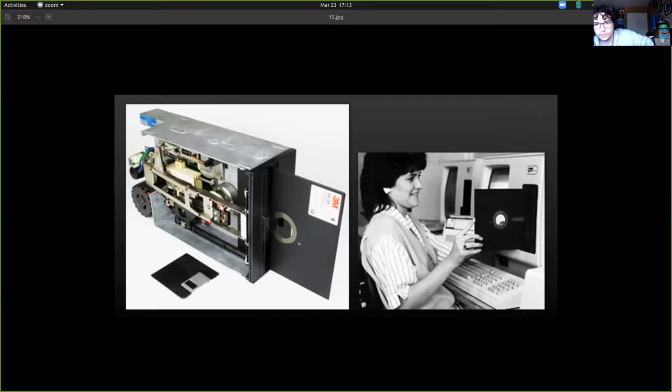Now, these are the original floppy disks, the ones that you see here. They're called floppy disks because you could literally flop them, right? Now, what people usually think about when they say the word floppy disk is not actually a floppy disk. It is a floppy diskette.